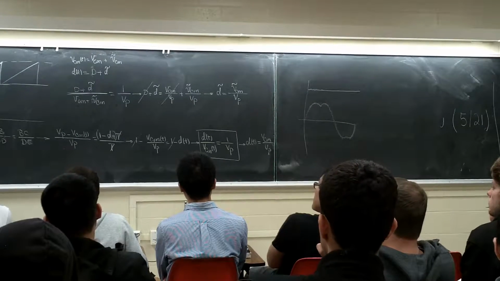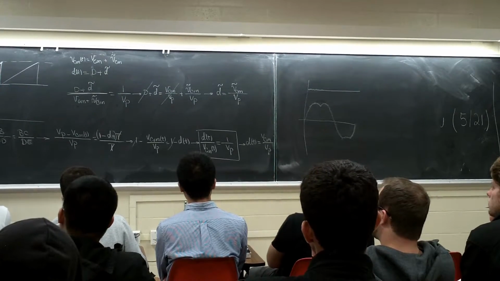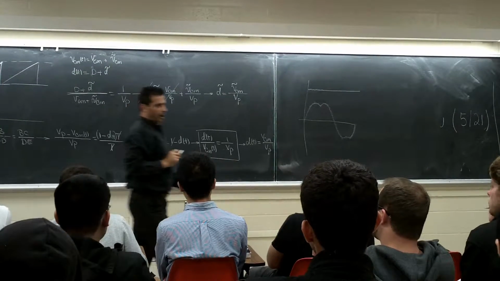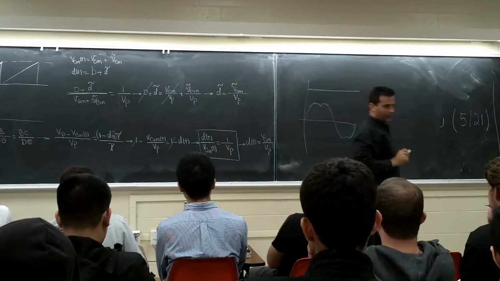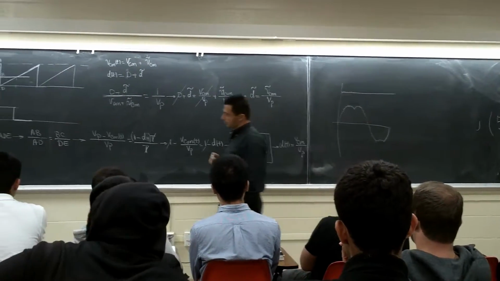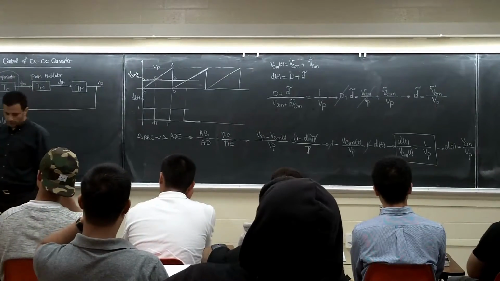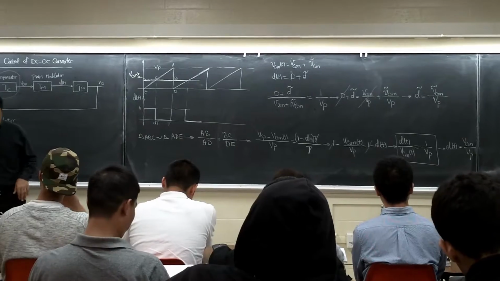Now, I'm going to talk about this one. That's an error compensator or error amplifier. They call it an error amplifier in DC to DC converters, or we call it a compensator or controller, whatever we want to call it.